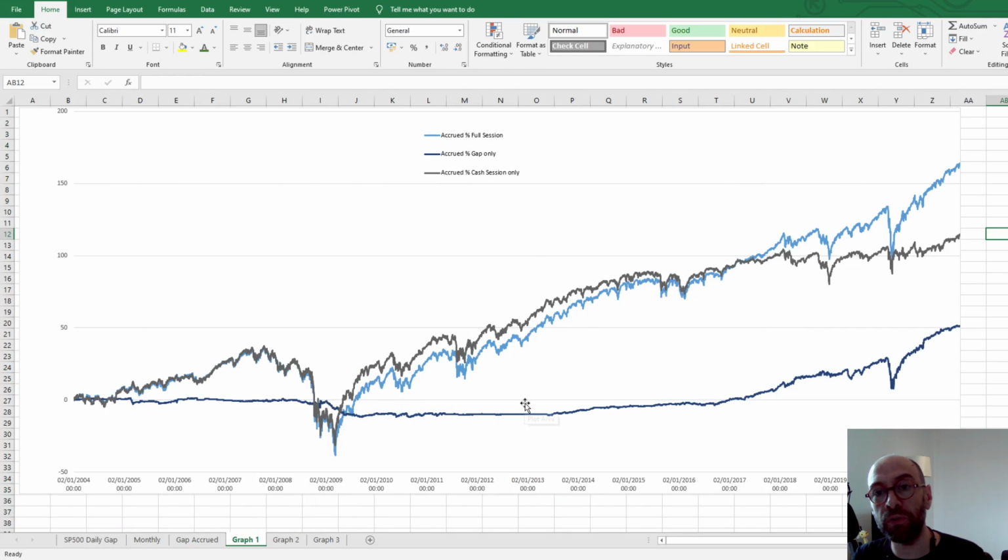This is a simple line graph, and I've plotted three time series. One, in light blue, is the full session, so the aggregated value of the full session, and then the same one using just the cash session, so just the Standard & Poor's 500, and then just the gap.